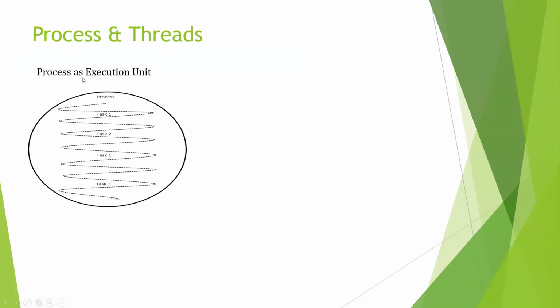If you see here, the process is an execution unit. It is considered as a container, where multiple tasks will be created. So here you see task one. You can consider task one is your select query. The second one is your update, delete, insert, some different tasks that you are creating. Or even an internal task, let's say checkpoint, lazy writer, or some background threads. So this task can be anything.